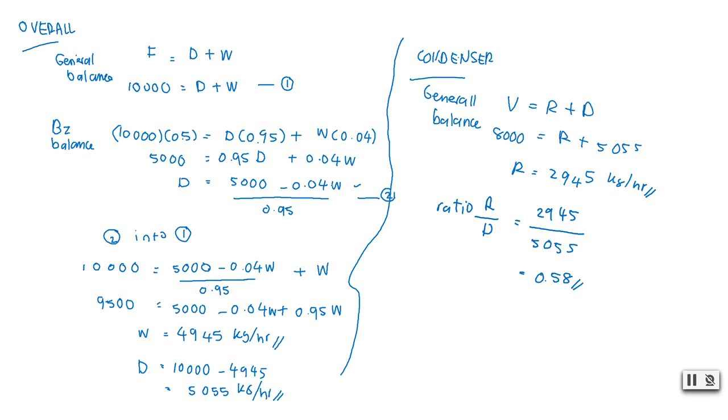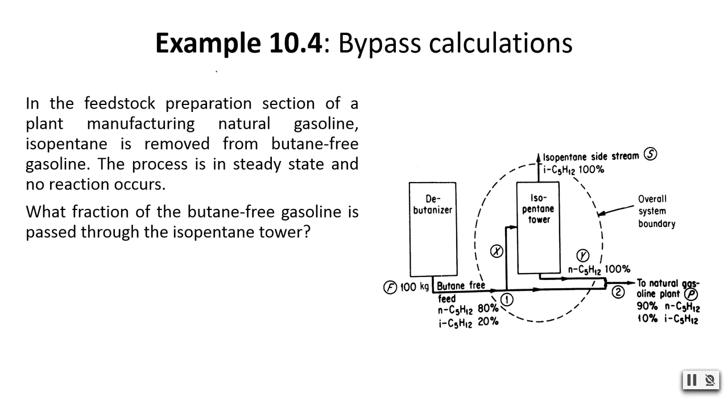Okay, so actually the way to solve it is similar to the other multiple process mass balances. You just need to focus on one process to another process, and maybe the overall process, before you can solve the question. Okay, so this is the last example, example 10.4, bypass calculation.